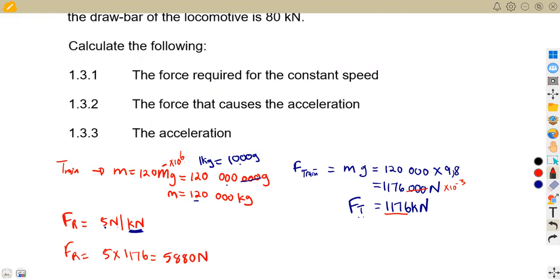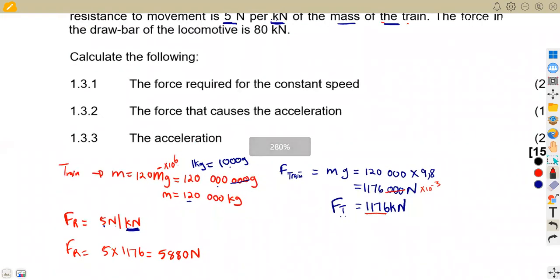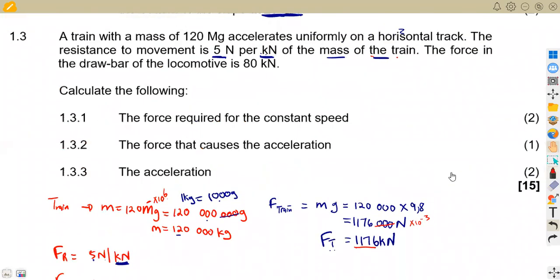Okay, so we are still listing the information. I think from the information that we are given, it's enough. Let's check if we are given anything. Then we are given that the force in the drawbar of the locomotive is 80 kilonewtons. So for the drawbar, we are given a force of 80 kilonewton. All right. So the question is on 1.31: calculate the force required for a constant speed. What is the force required for a constant speed, which is the total force?